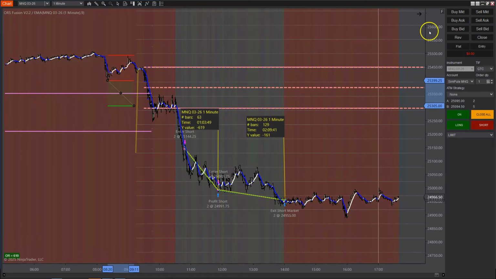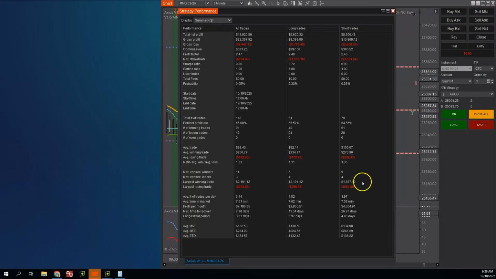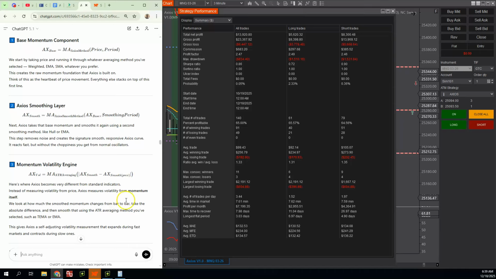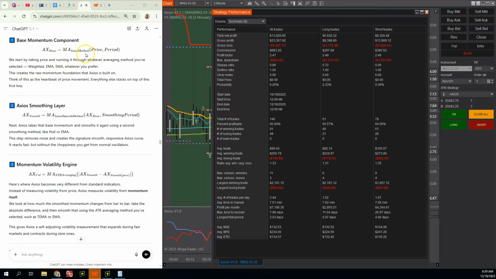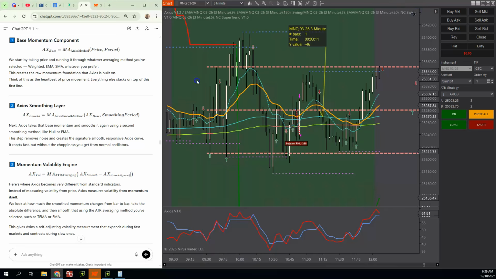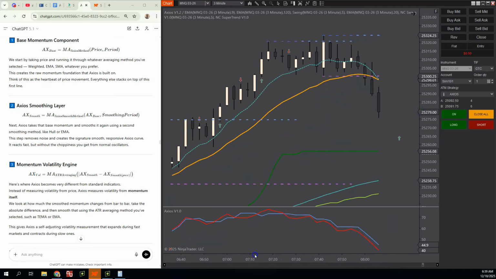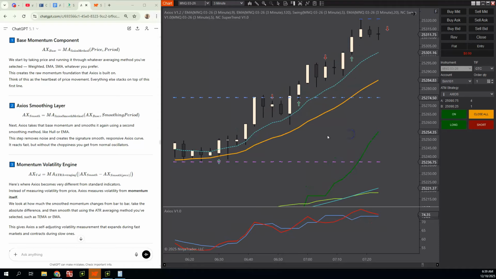Okay, so let's get into it. Let's talk about these Axios. I had ChatGPT help me as far as trying to explain the formula behind these red and green arrows. So these red arrows, these green arrows, this is the formula over here. So the base component, here's the formula if you want to check that out.